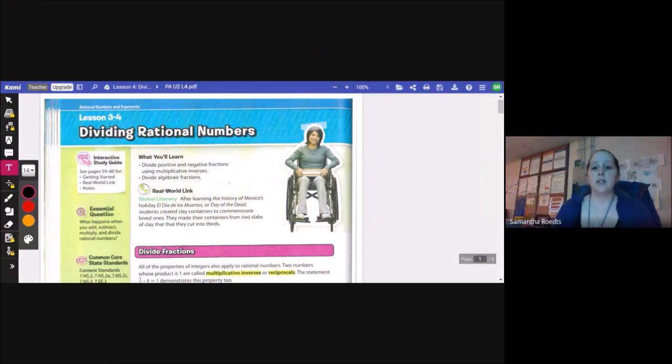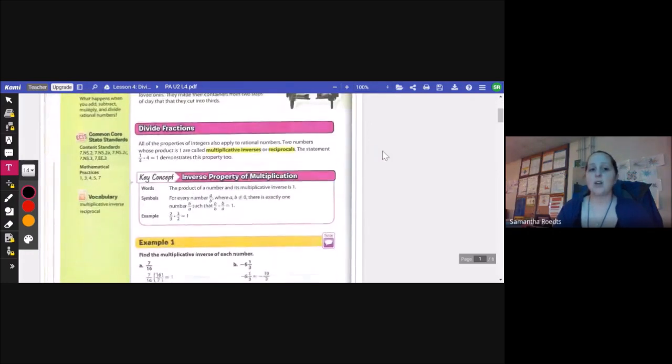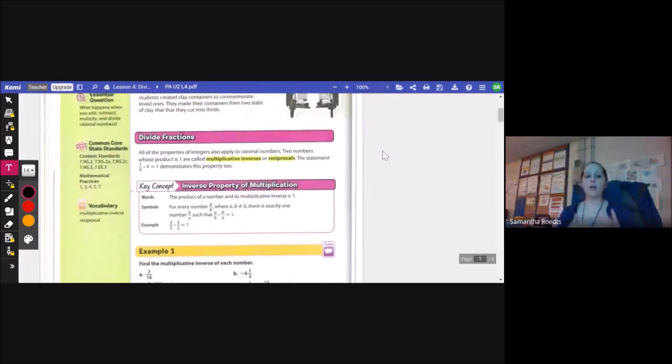Right. This is Unit 2, Lesson 4, Dividing Rational Numbers. So our essential question is, what happens when you add, subtract, multiply, and divide rational numbers? In this lesson, we're going to learn about dividing positive and negative fractions using multiplicative inverses and dividing algebraic fractions. To divide fractions, all of the properties of integers also apply to rational numbers.